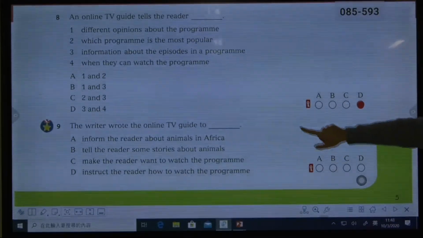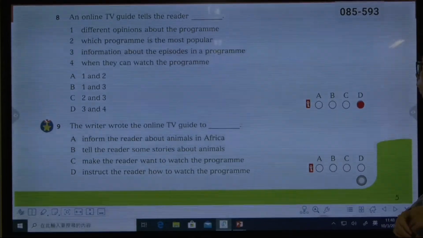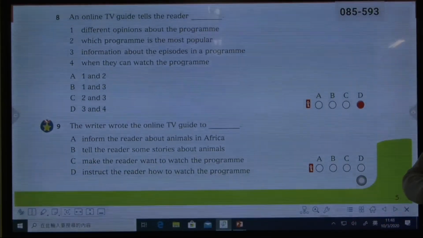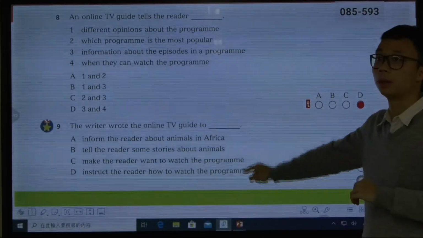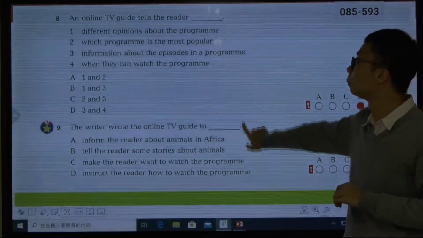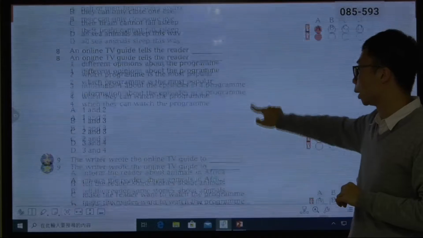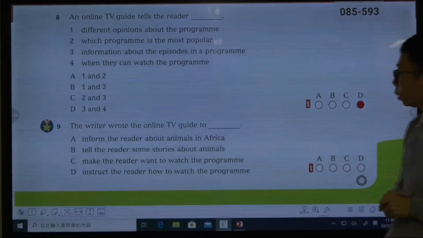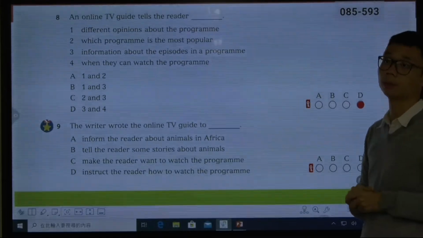Okay, lastly, the writer wrote the online TV guide to inform the reader about animals in Africa. We can quickly rule out this one because remember where koala is from. Koala, where's it from? Australia. So we can quickly rule out this one. So what about B? Tell the readers some stories about animals. Is this about some stories about animals?